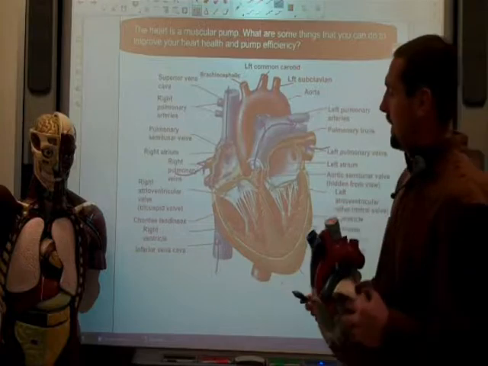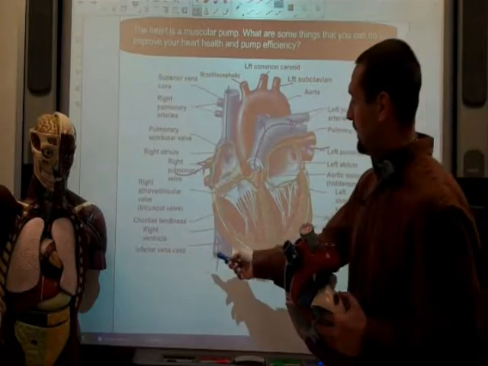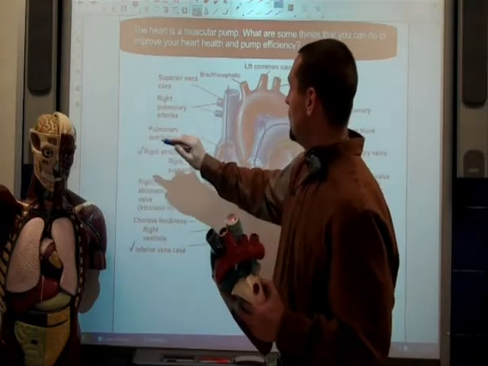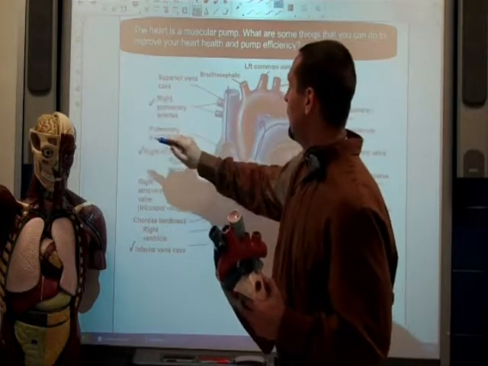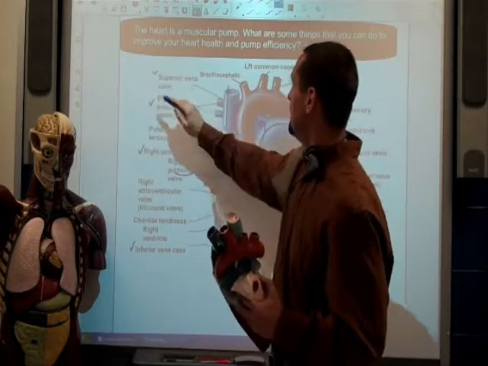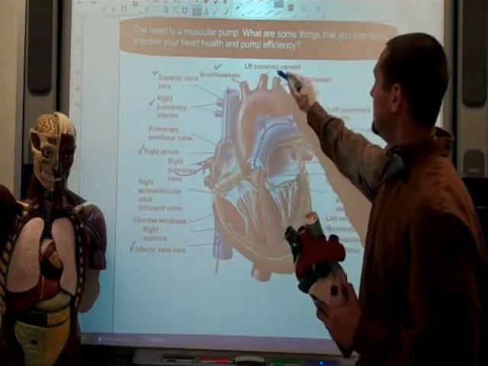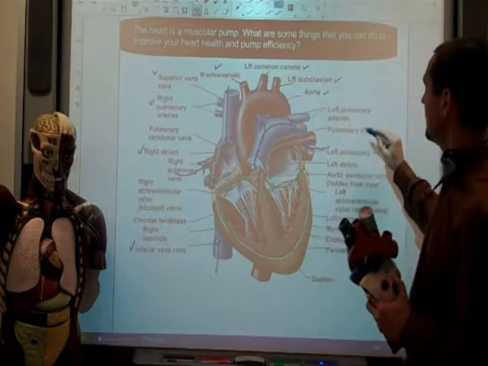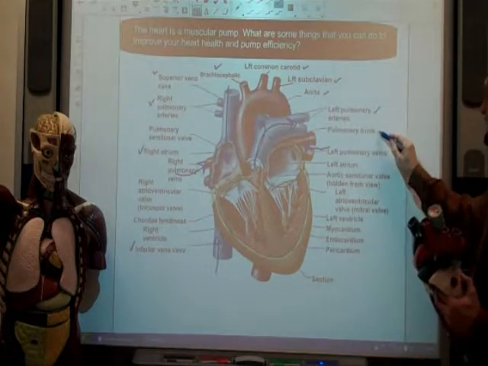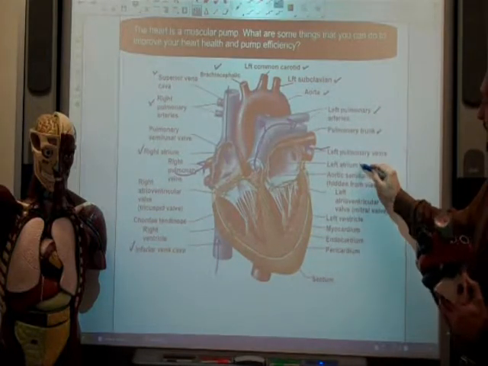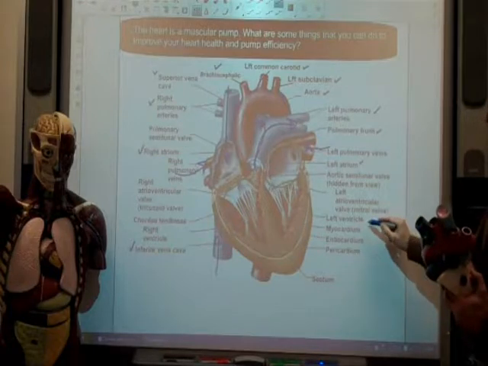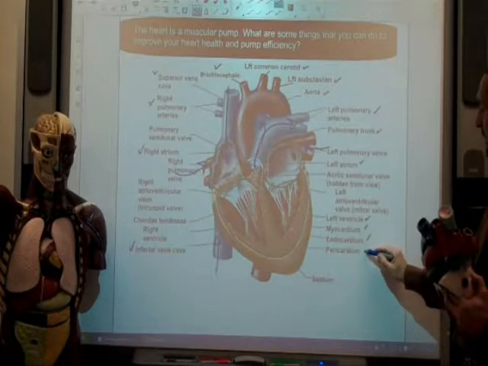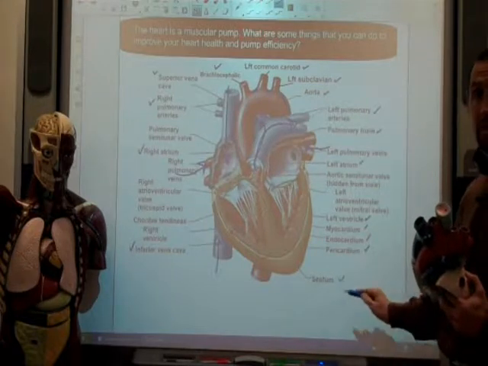So let's see what we've got. Make sure we got most of the things here. We've got the vena cava, so that's good. We've got the atrium. We've got the pulmonary arteries. We've got the superior vena cava and the brachiocephalic, common carotid, subclavian, aorta, pulmonary arteries, pulmonary trunk, the left atrium, the left ventricle, the heart layers, myocardium, endocardium, pericardium, the septum in the middle.